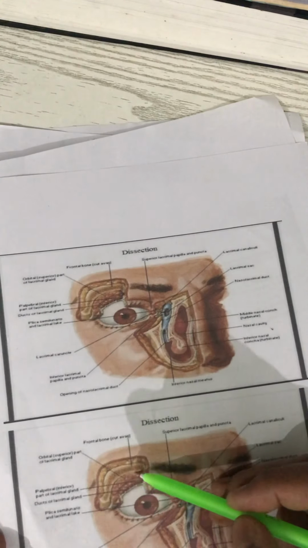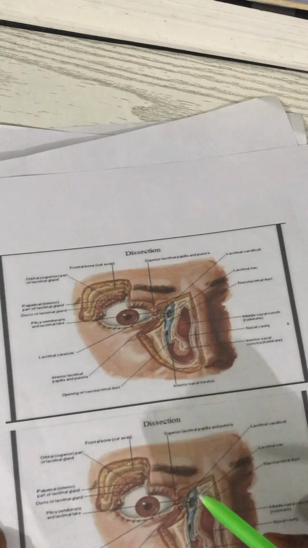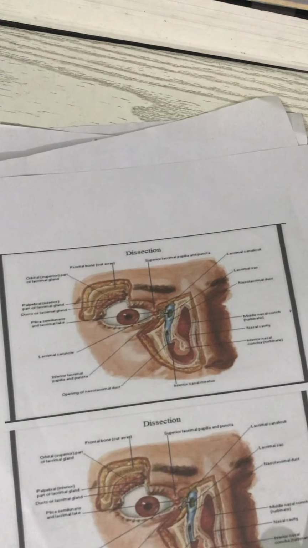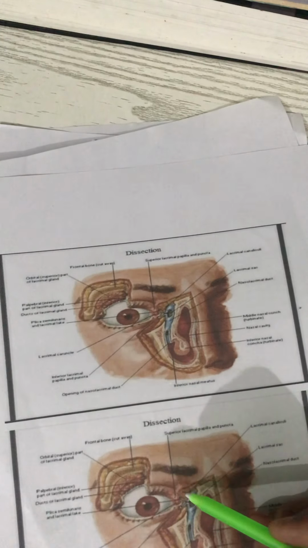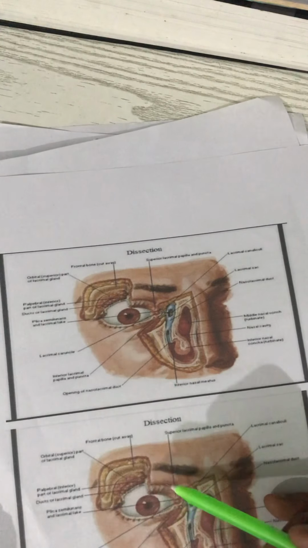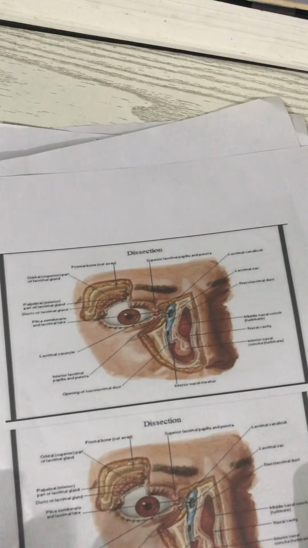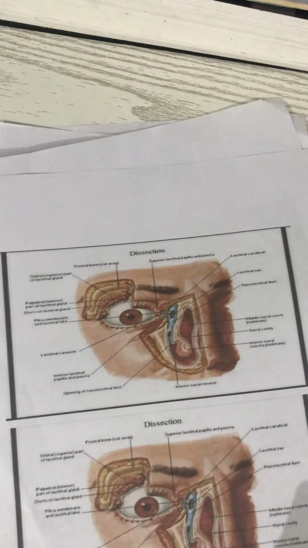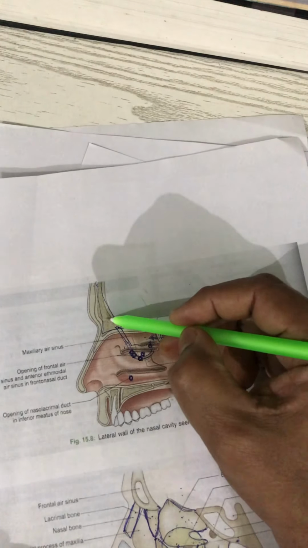Here we have the lacrimal gland, and this is the lacrimal canaliculi, and this one is the nasolacrimal duct, and through this nasolacrimal duct the nose is connected to the lacrimal apparatus. The lacrimal apparatus includes everything, that is the gland, the canaliculi, and the duct. All together they constitute the lacrimal apparatus. So through this nasolacrimal duct, the nose is connected to the lacrimal apparatus.